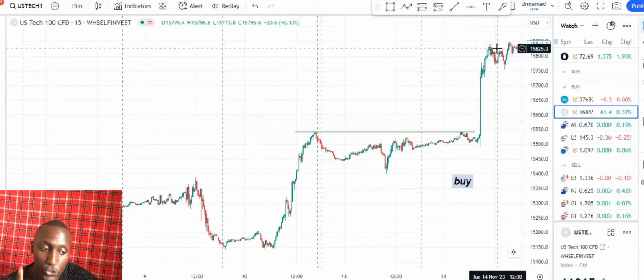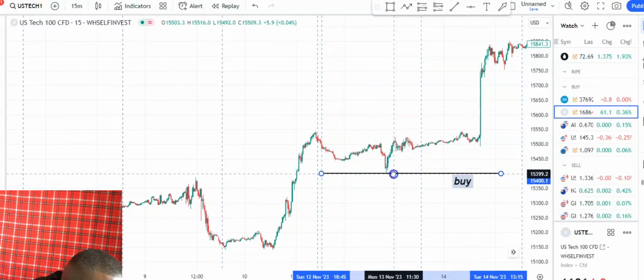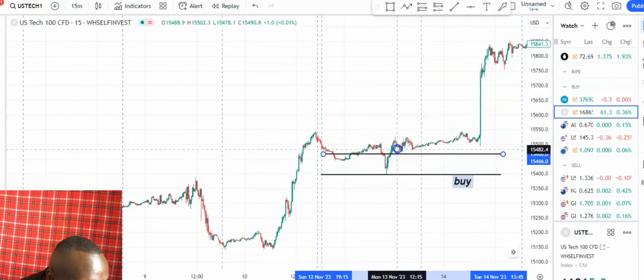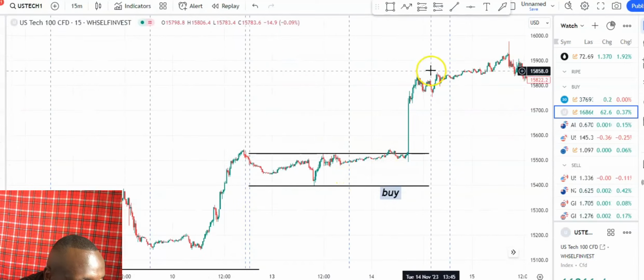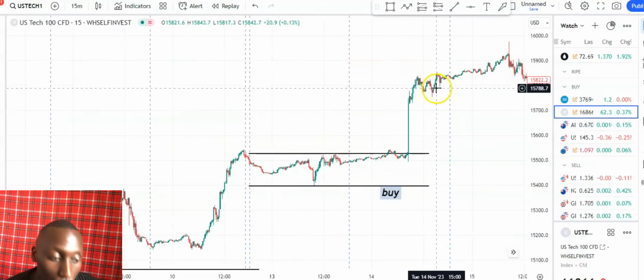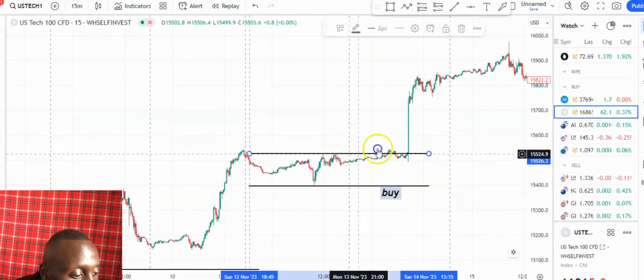And then now on Tuesday, this is where things change, because now we have our opening range, and then on Tuesday we have our initial balance, and price breaks out and closes outside of the range. So what do we do? We continue buying on Wednesday.